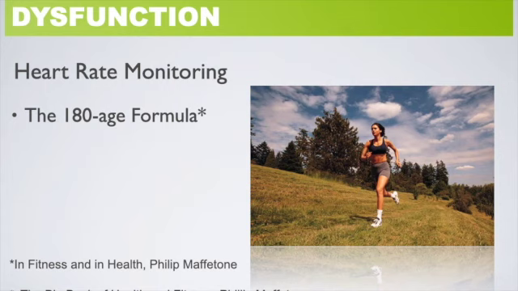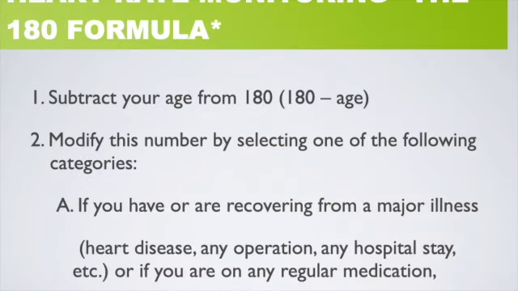Which brings us back to Dr. Phil Maffetone, the originator of the 180 minus age formula for aerobic training. I highly recommend you look into this. A couple of other books of his are listed here. If you look him up on the internet, you can get the whole rundown on his work. The 180 formula, I highly recommend you try this on yourselves if you're runners or cyclists.